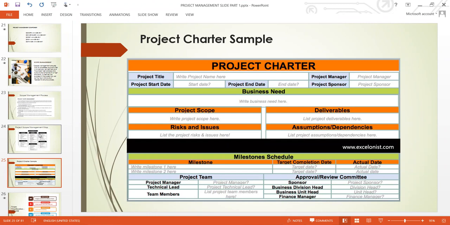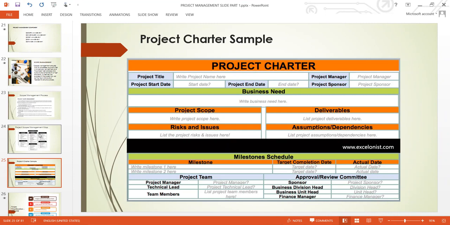Then the approval and review committee is here. Every step you take needs to be reviewed and approved by your sponsor, the project sponsor. It is stated here, like another division, business division head, business unit head, finance manager. Any steps you take, depending on their involvement in the project, need what I will call validation: approval, review, and result validation. When they review, it means they have validated it. So that's how the project charter is.